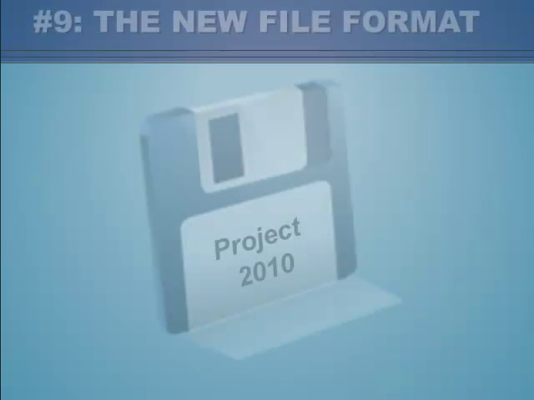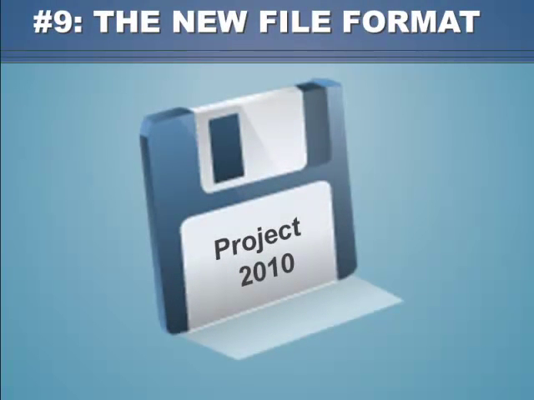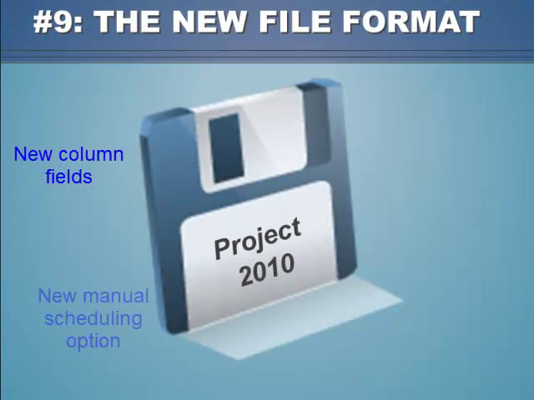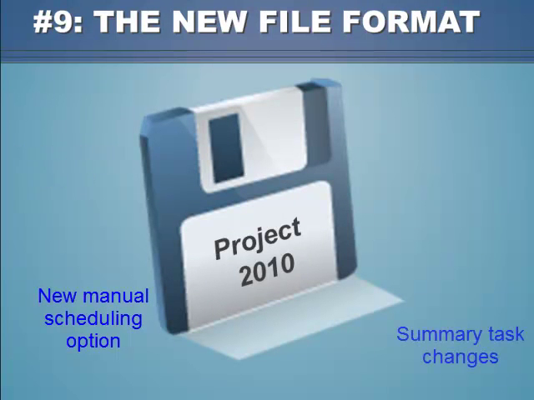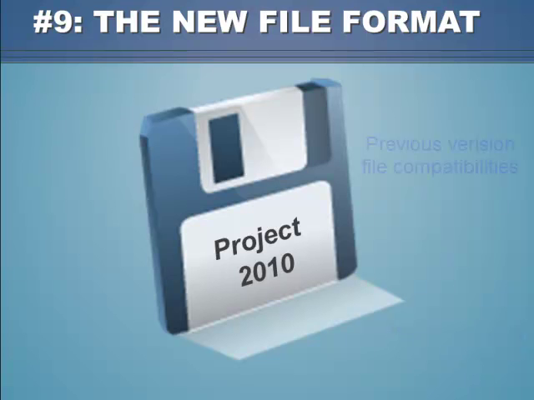Oddity number 9, the new file format. With this new version comes the new field columns and new things like the manual scheduling feature. And these impact how things like the summary task works. So understanding there's a new file format is the first step to controlling and understanding how this new version works.